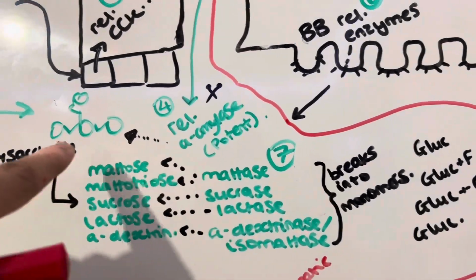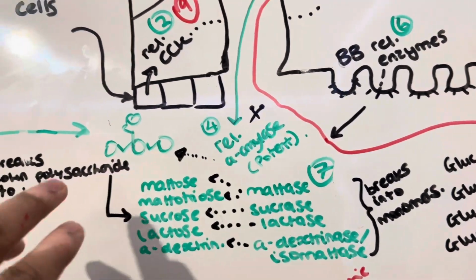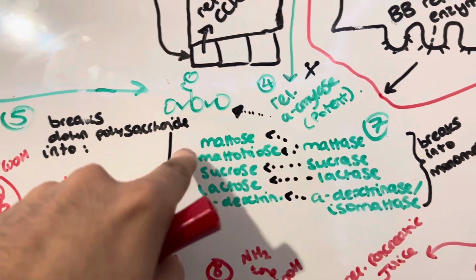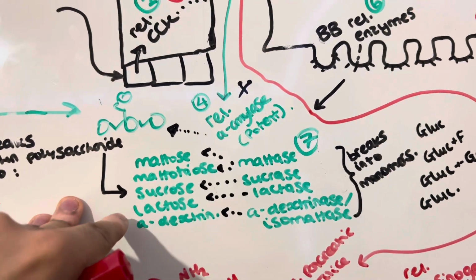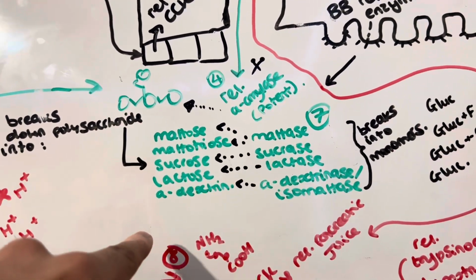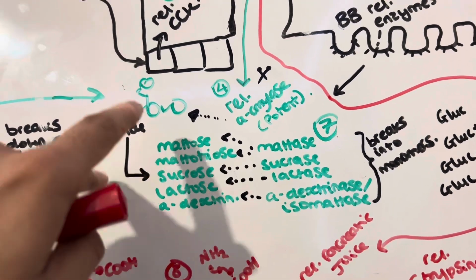Now this starts getting to work on our polysaccharide, and it breaks down the polysaccharide into all of these different things. So we've got our maltose. Bear in mind, maltose, sucrose, and lactose are all disaccharides. I think alpha dextrin also is a disaccharide as well. Maltotriose is a trisaccharide, I believe.